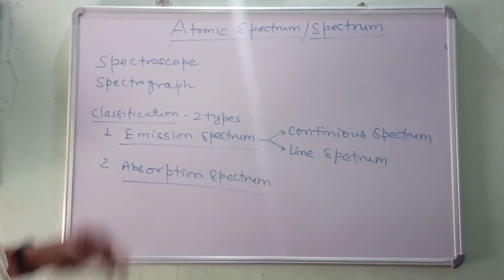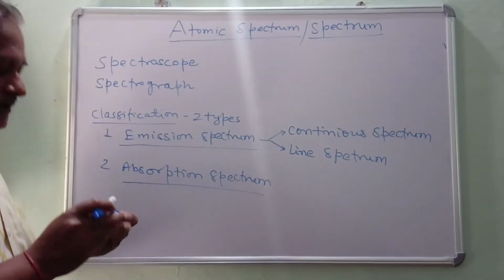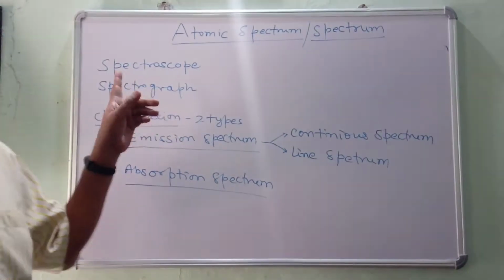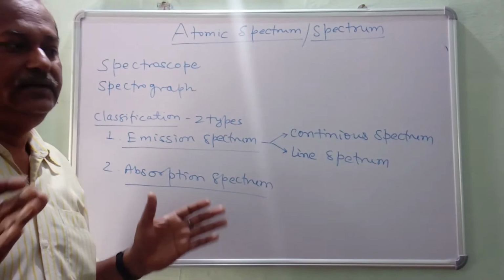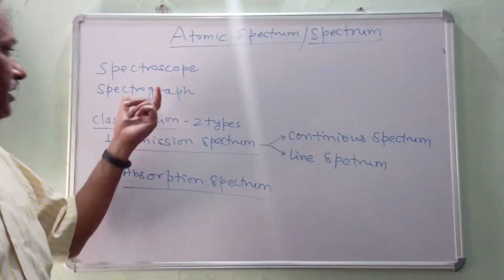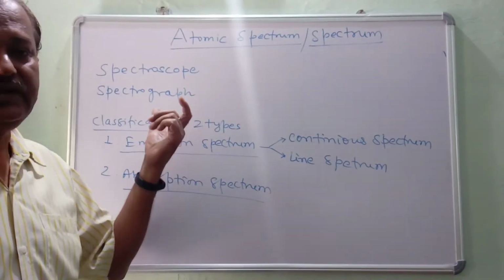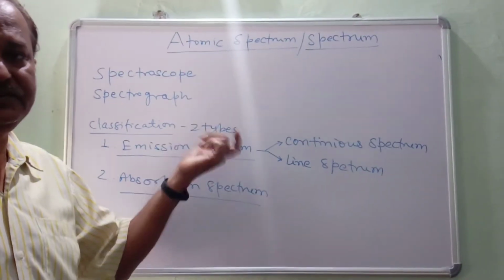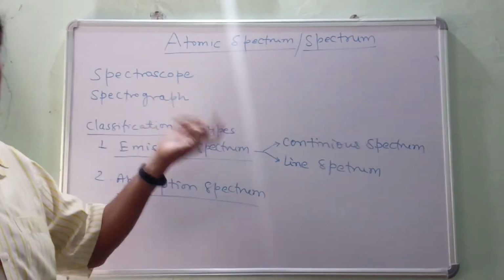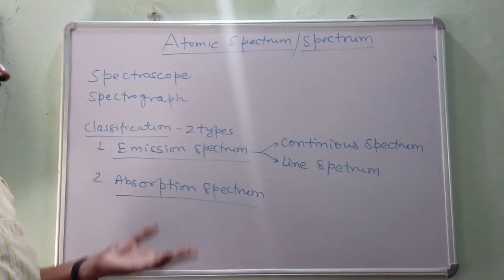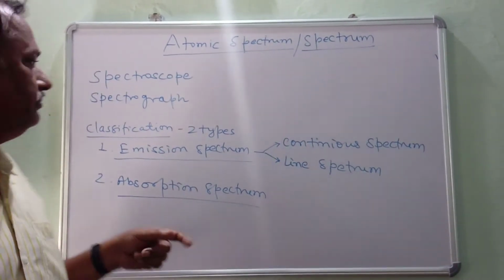Now see the first point, a spectroscope. A spectroscope is a very simple apparatus using which we can obtain a spectrum. It's a very simple instrument, just like a telescope.